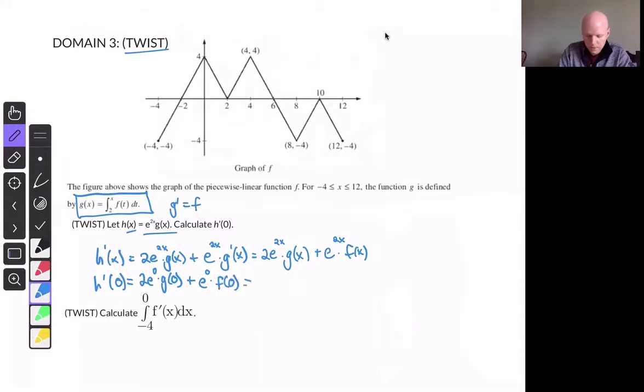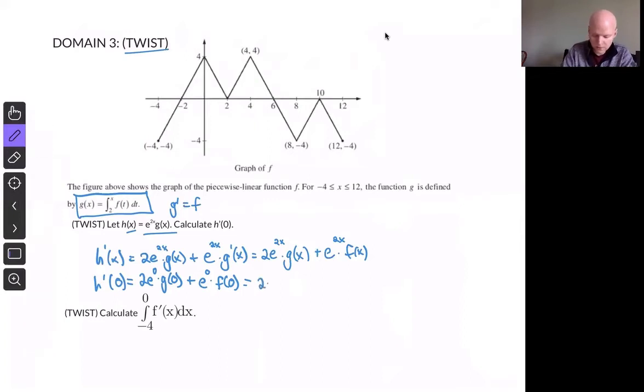Either are fine. So 2e to the 0, e to the 0 is just 1, so this ends up being 2 times whatever we get from g of 0. g of 0 is the integral from 2 back to 0 of f of t. So the area underneath f from 2 back to 0, so it's going to be this triangular area right there. And this area ends up being -4. The area of the triangle is 4, but because we're going backwards and we're above the x-axis, that area accumulation is counted as negative. So that area is -4.